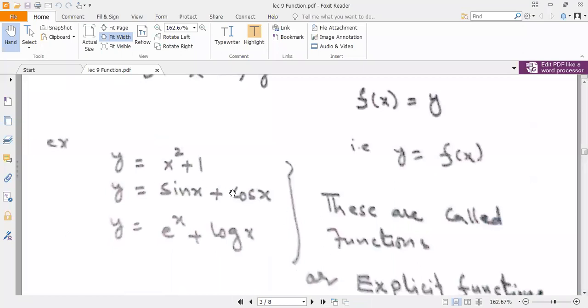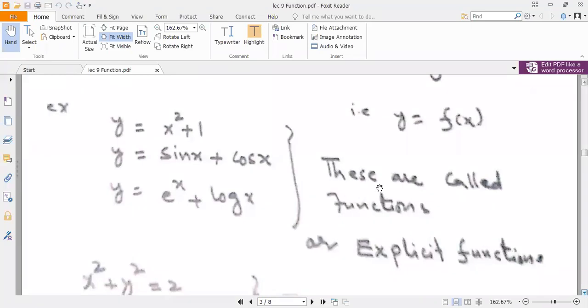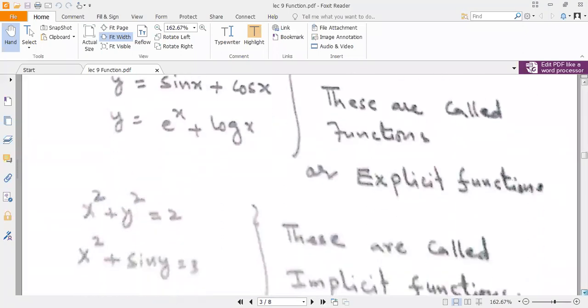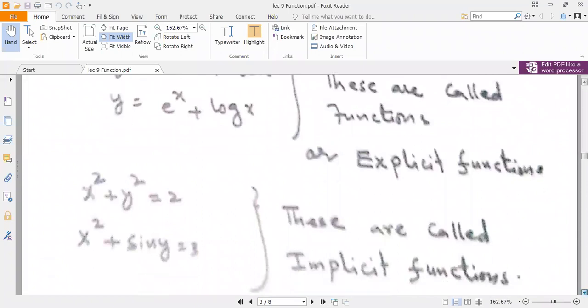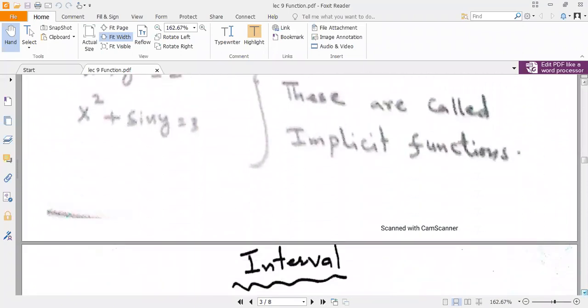Now examples: y equal to x square plus 1, y equal to sin x plus cos x, y equal to e raised to x plus log x. These are examples of the function, and this function is also called an explicit function. Explicit function means here y is on one side and x is on another side, meaning dependent and independent variables are separated. But in an implicit function, both variables are combined together, just like x square plus y square equal to 2, x square plus sin y equal to 3. Such a type of function is called an implicit function.